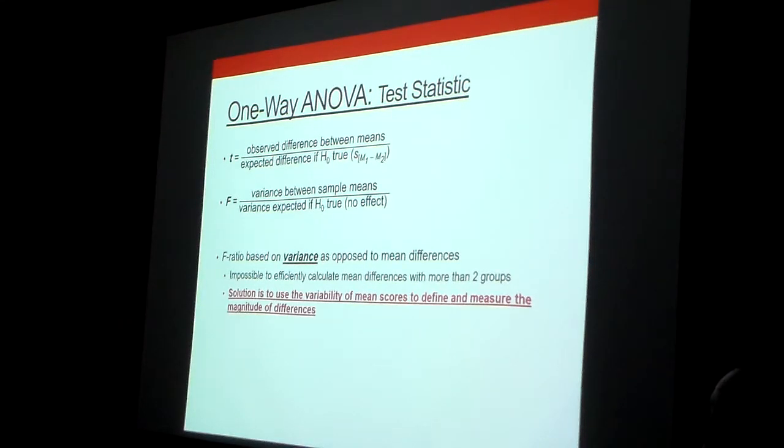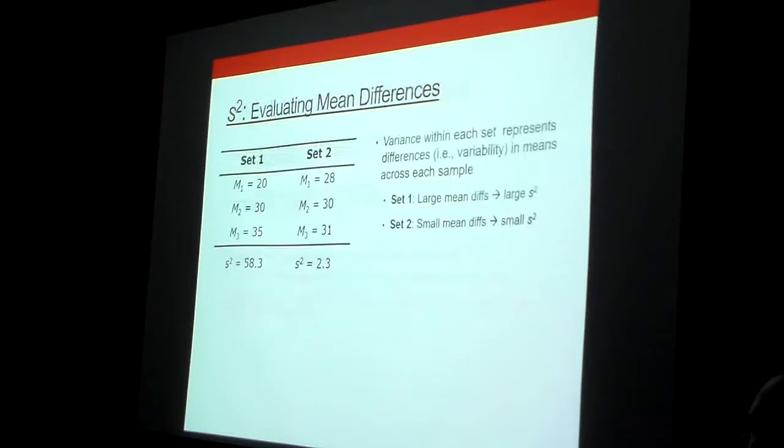And so how do we do that? Well, what we do with our ANOVA model is we use variability of our scores as a measure of the magnitude of differences. We're going to hijack variability and use this as kind of an index of how much difference we have across a set of means.